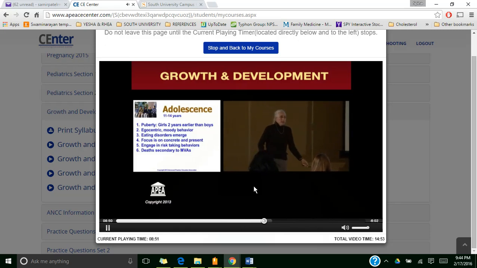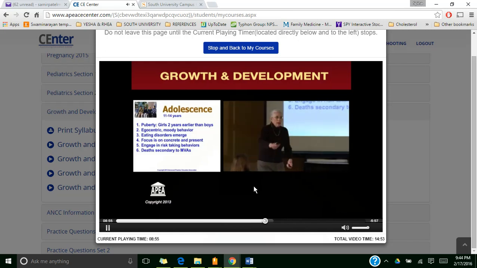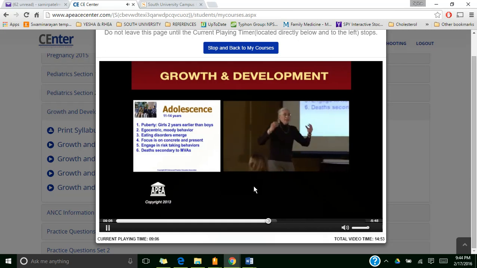Look at middle adolescence. Middle adolescence is between 15 and 17 years of age. And this is when peer groups become very important to them. Their peer groups, and what goes on in there, is way more important to them than anything you tell them.